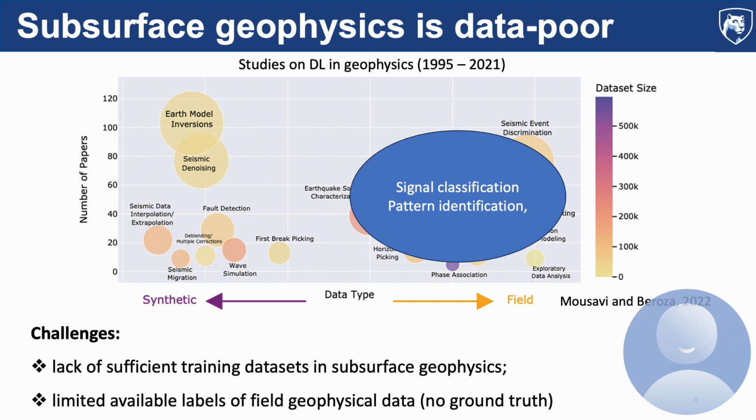So here, I list the two challenges we are facing now. We actually lack a sufficient training data set, especially in subsurface geophysics research. At the same time, we lack labels because we don't know much about subsurface properties.